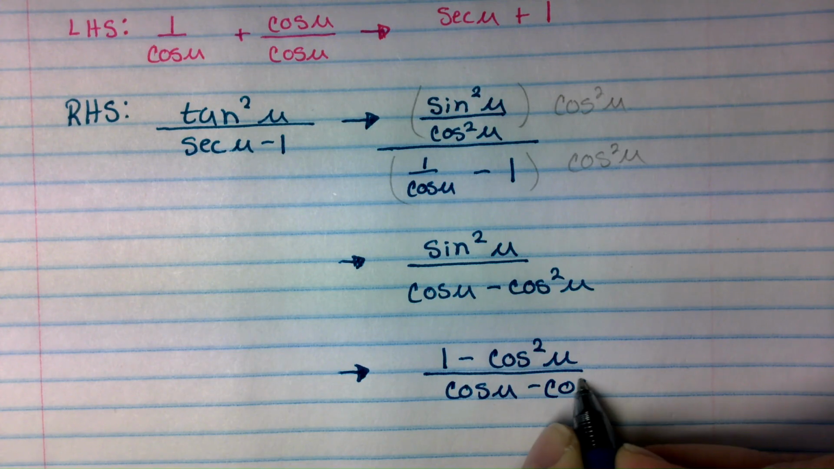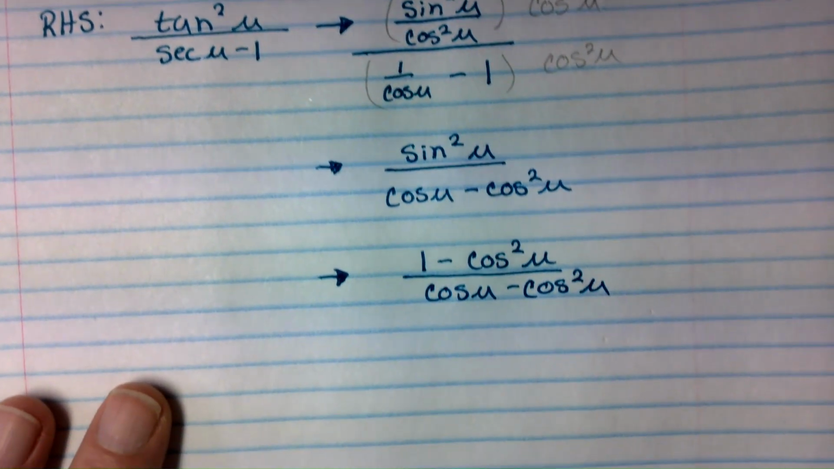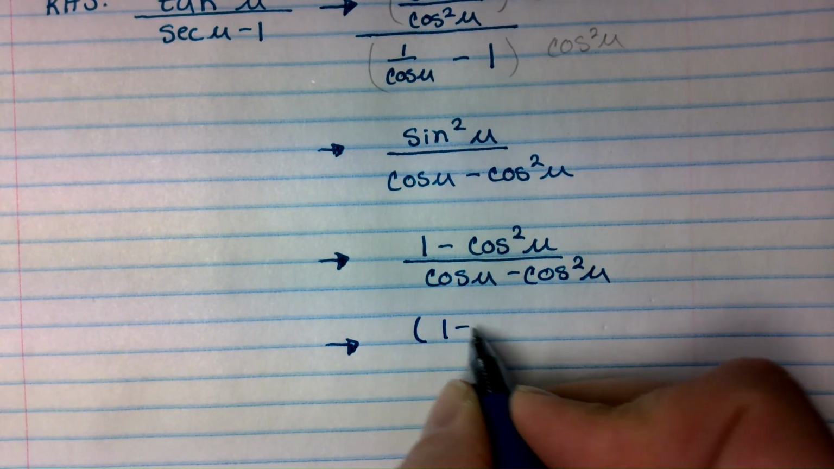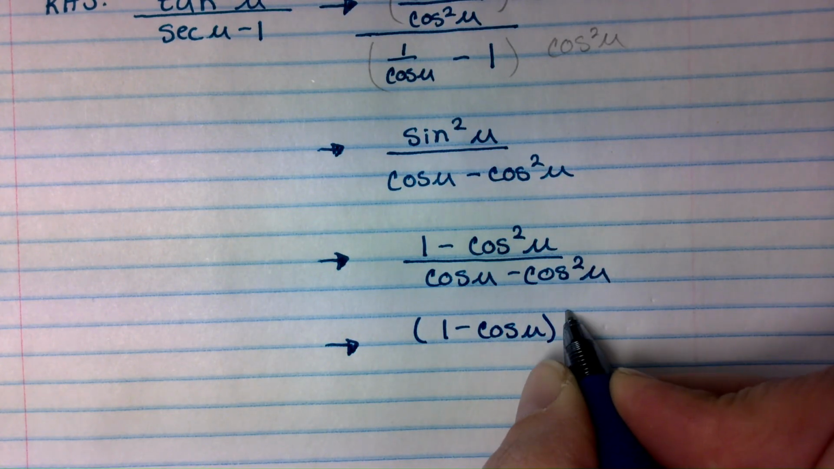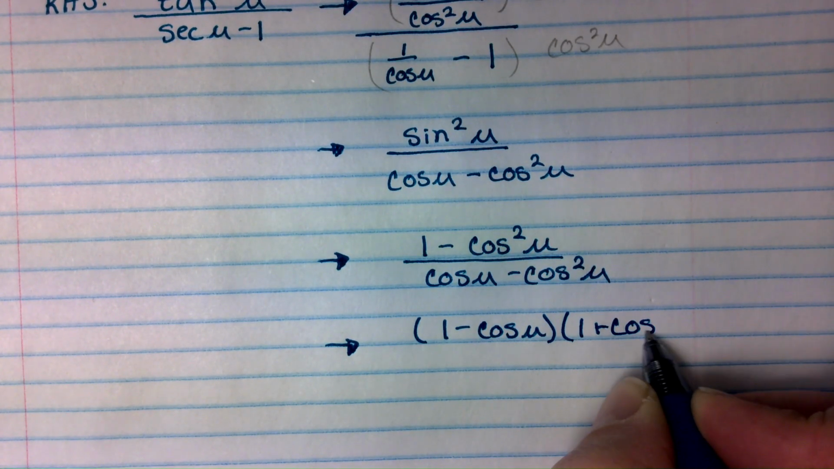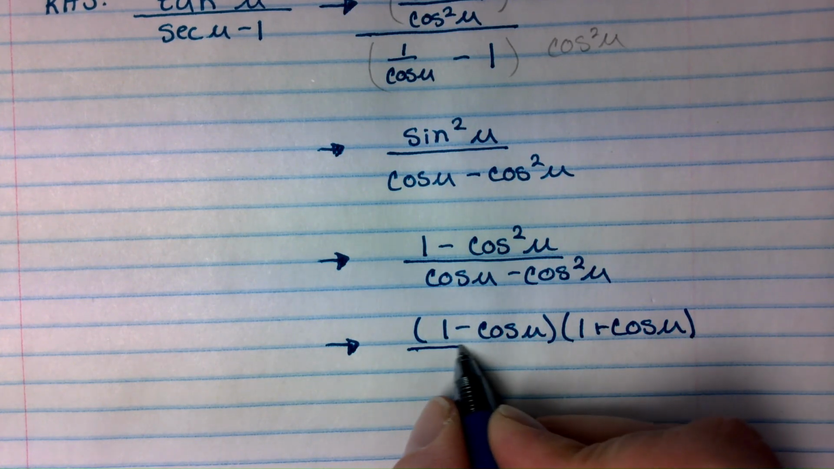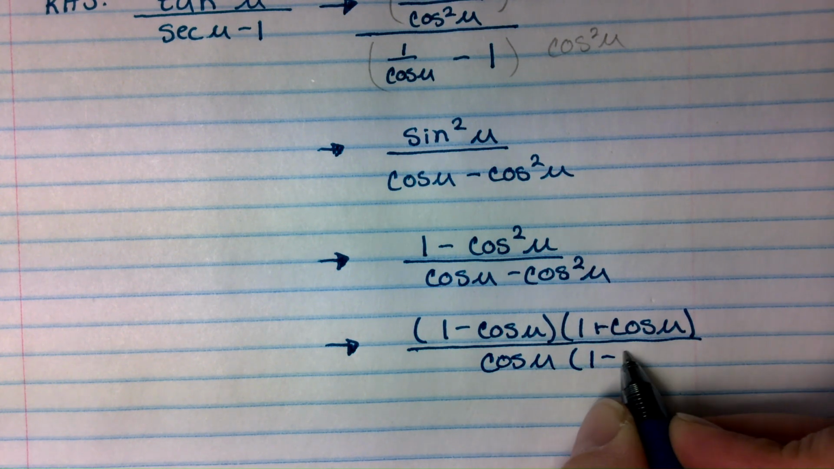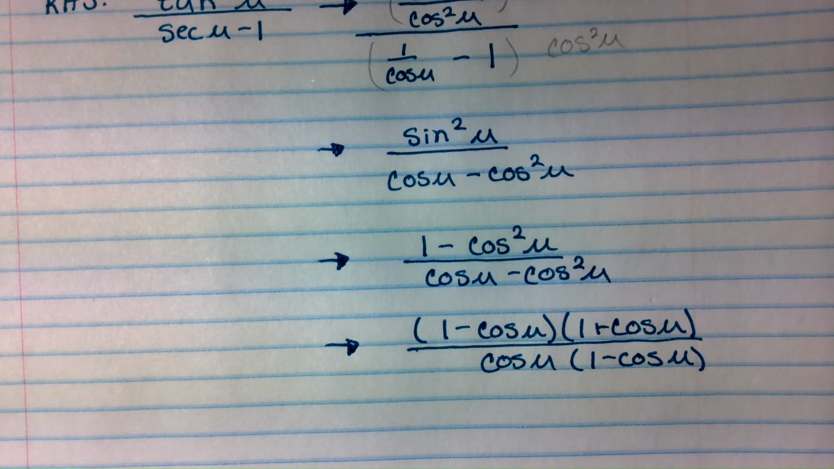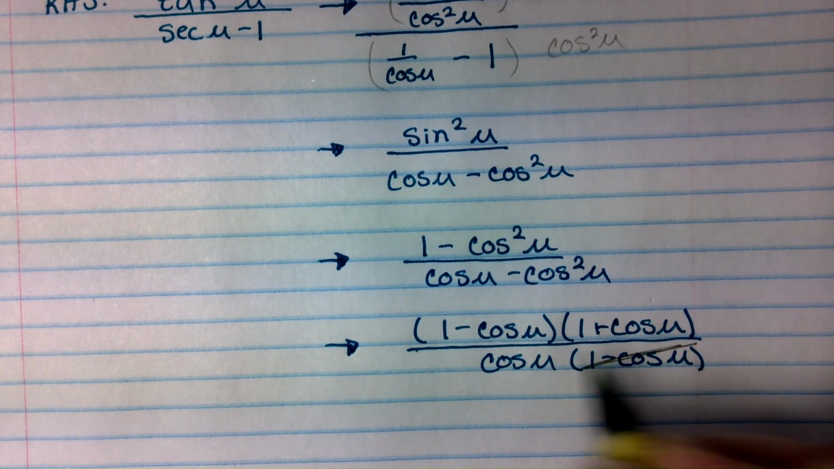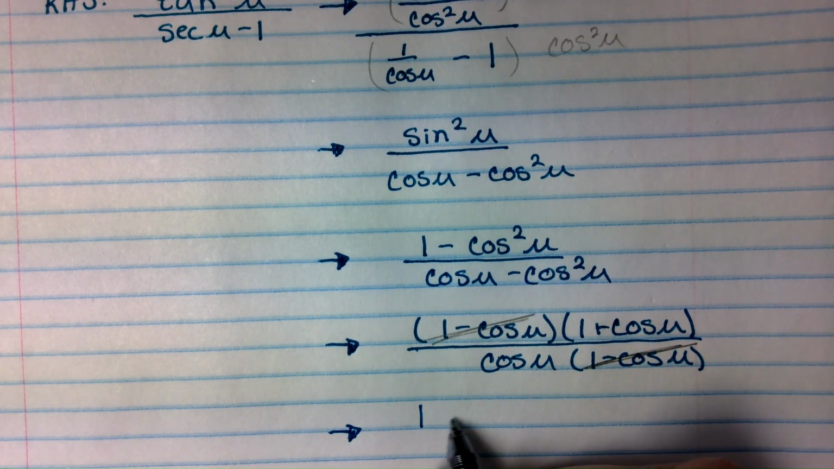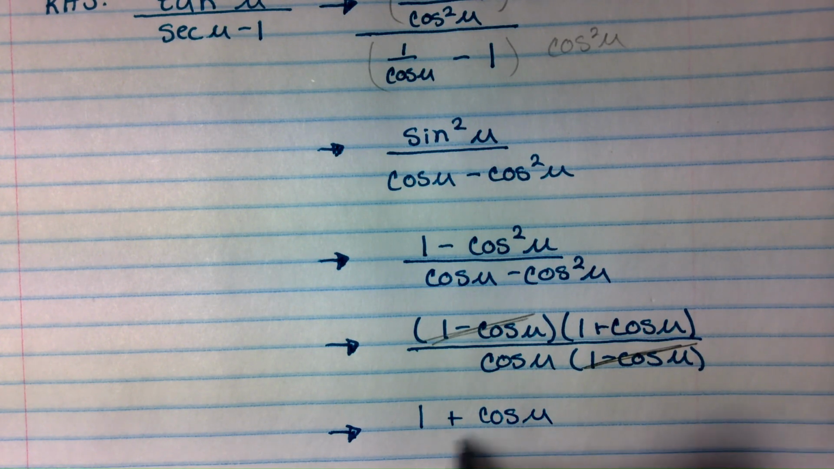Okay, now everything is based in cosine, but I have exponents, which means I can probably factor, and that's what I'm going to do next. I am going to go ahead and factor the numerator. It's a difference of 2 squares. And I'm going to factor the denominator. It has a GCF. And at this point, I can notice that this and this will cancel. And I get to 1 plus the cosine of mu over the cosine of mu.